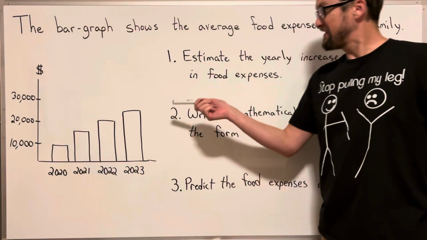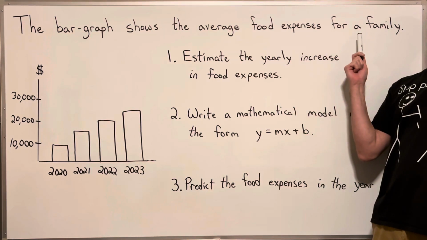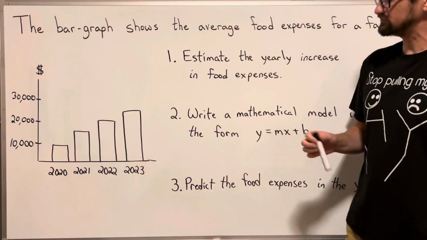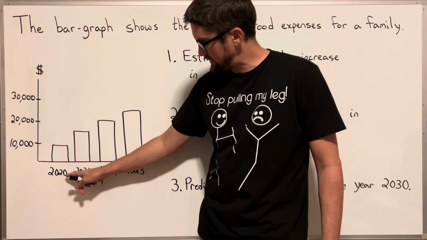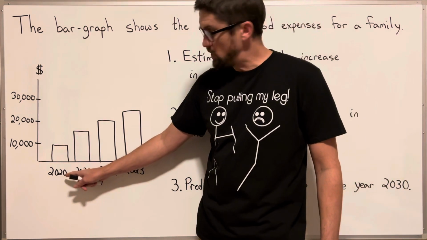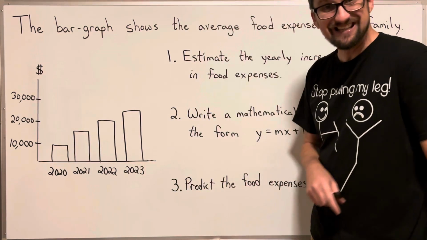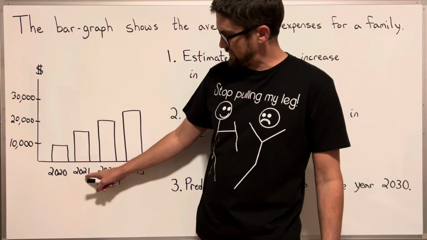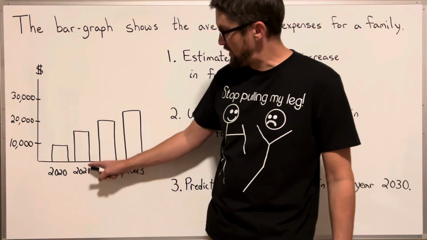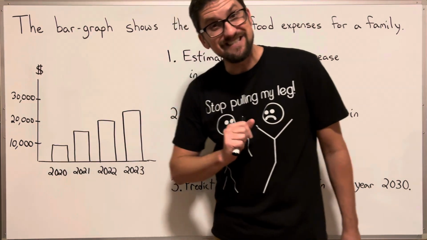The bar graph here shows the average food expenses for a family. All right, so let's look at this bar graph. It looks like in the year 2020, the expenses were $10,000. And then in the year 2021, the expenses were about 15,000.